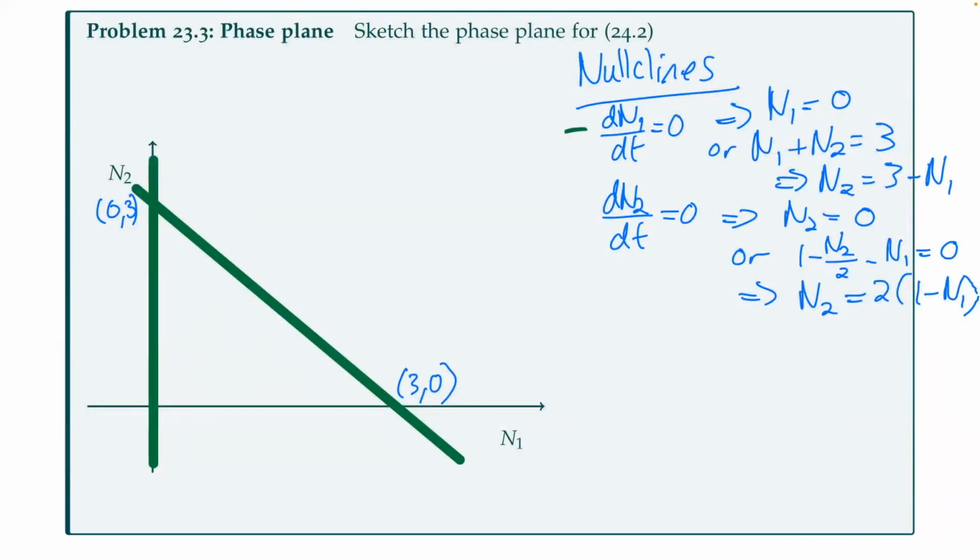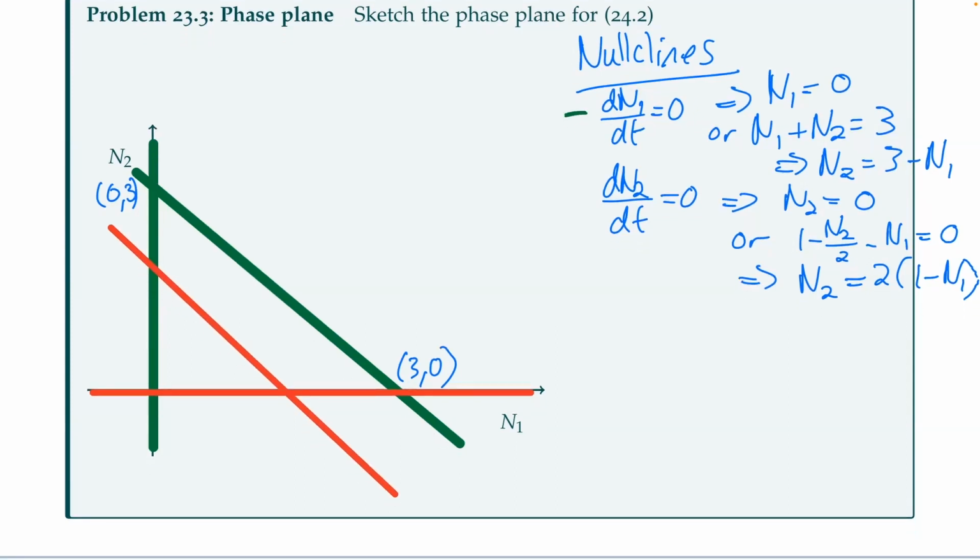So what does that look like? Well, n2 is equal to 0 is just along this axis here. And the second one, n2 is equal to 2 times 1 minus n1. We have a null line that looks like this. So this is the point 0, 2. This is point 1, 0. Here we have 0, 0.